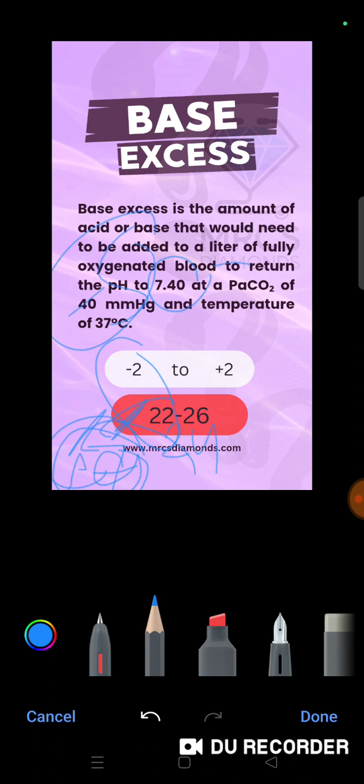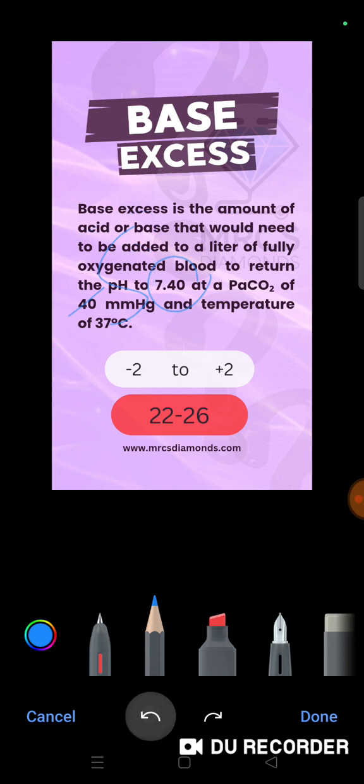If it is +5, as if this patient is 29, we have to remove from this patient 5 units of bicarb to go to the 24, to the normal again. -5, minus base excess, means that this patient has metabolic acidosis. By the plus, if it is significant, this means that this patient has metabolic alkalosis.